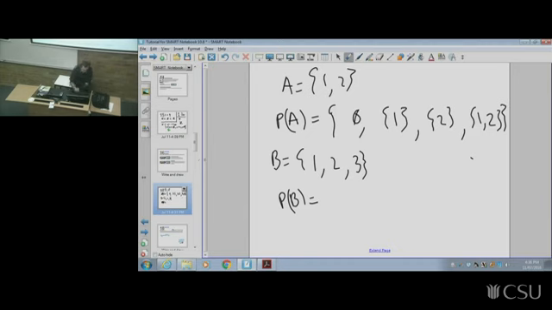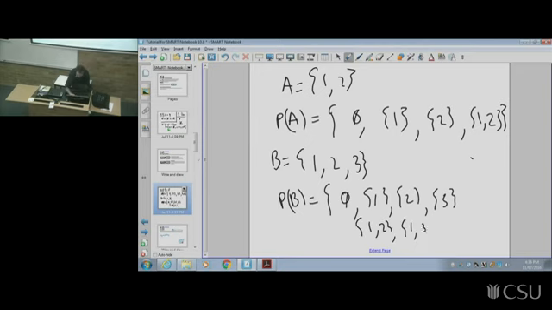Can anyone tell me what they reckon some of these subsets are? We've got 5, yep. And just 1. Set of 1. Just 2. Just 3. Then 1 and 2. 1 and 3. 2 and 3. And 1, 2 and 3.